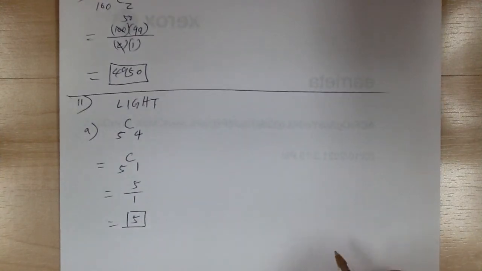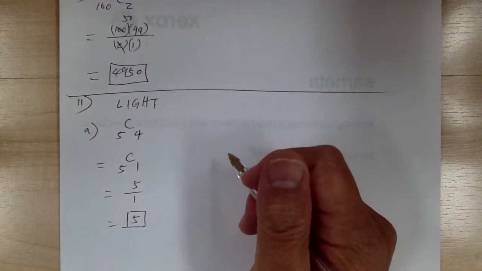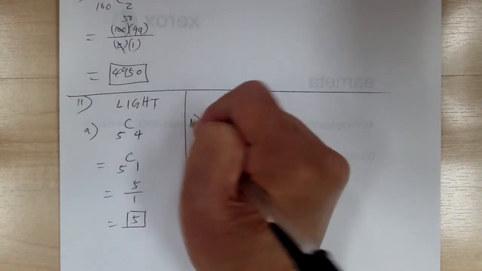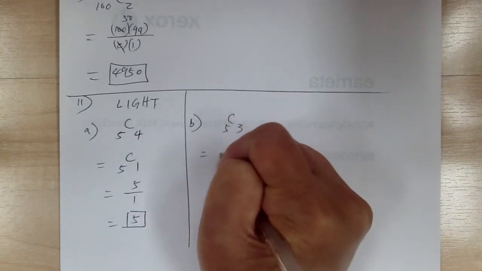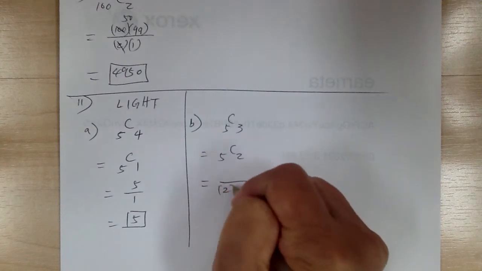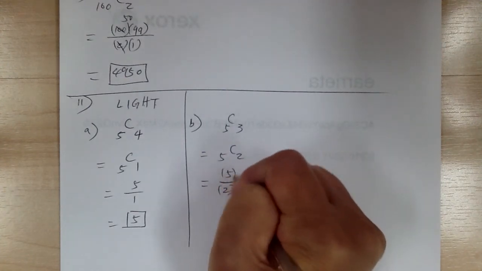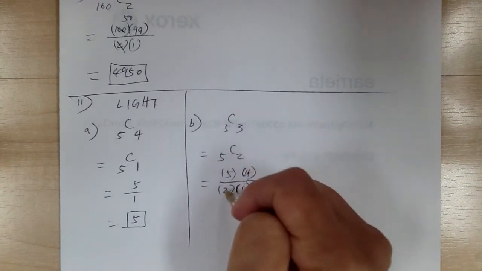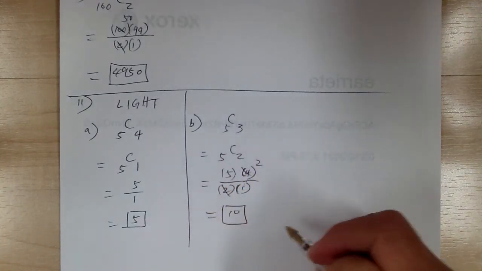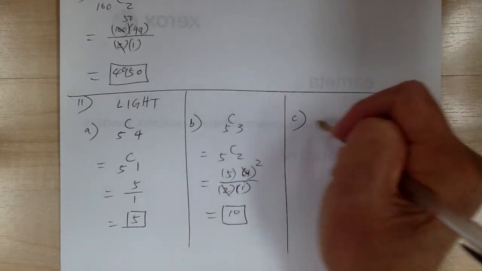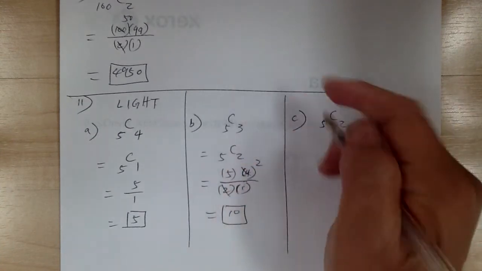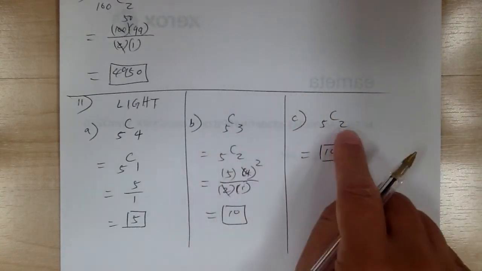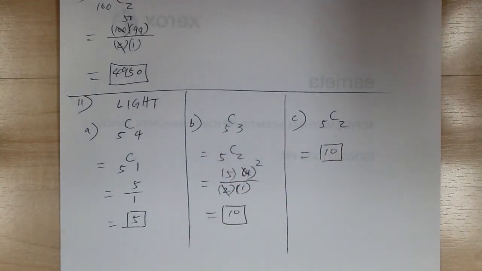Let's go ahead and do B. 3 at a time, so it'd be 5C3. This is equal to 5C2, which equals 5, 4 over 2, 1. This cancels, so it equals 10. For C, you're taking 2 at a time, so it'd be 5C2, and we already know from here this is equal to 10. Again, 5C2 and 5C3 are the same. Okay, let's go to the next one.